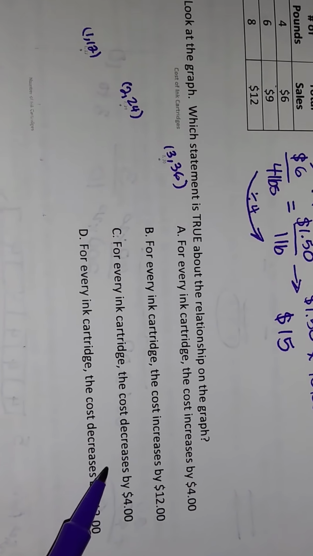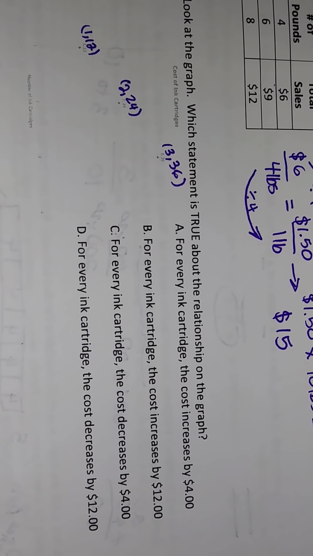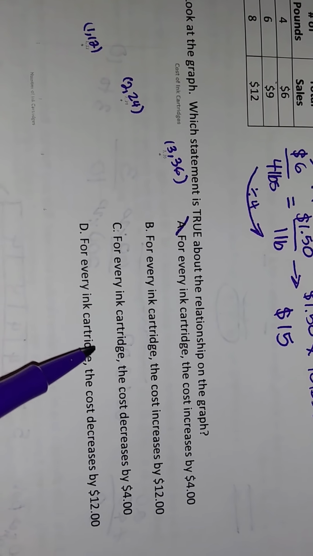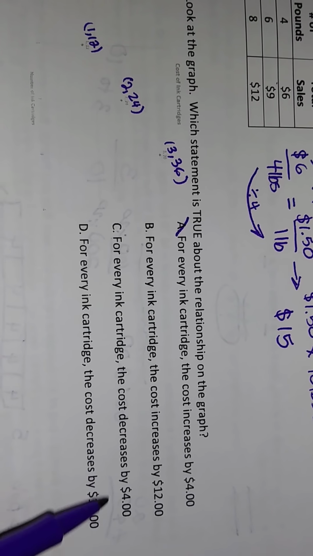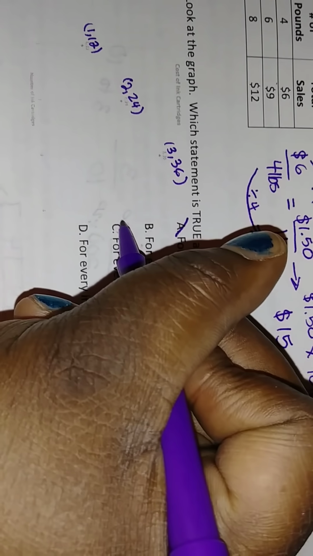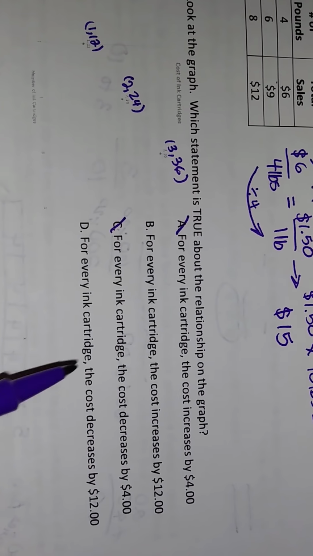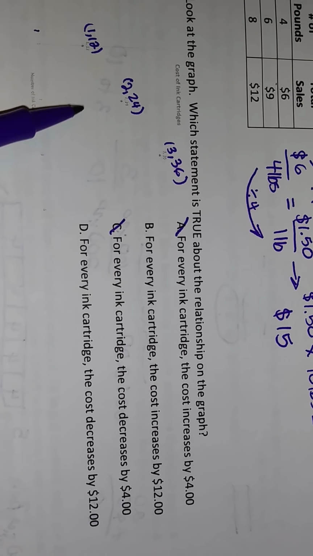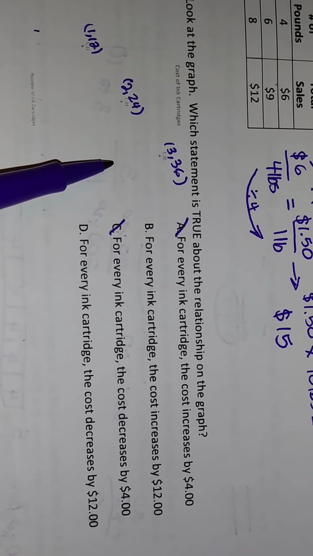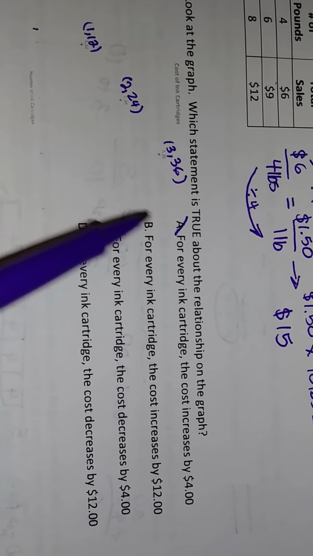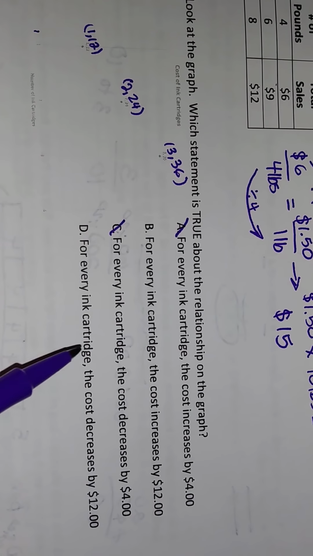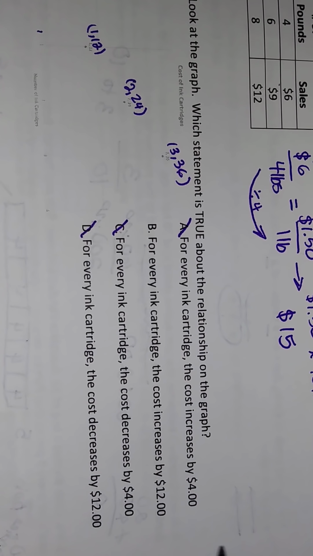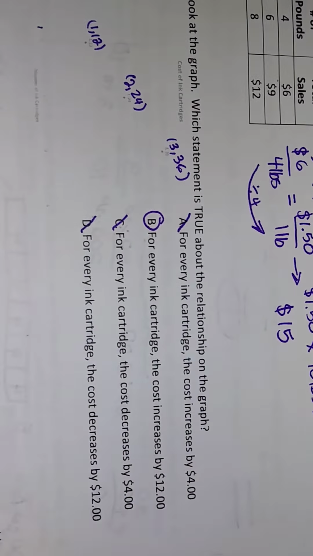But let's make sure we eliminate these other answers, because we know A is not it. C says for every ink cartridge, the cost decreases by $4. Well, we know that's not true. It says for every ink cartridge, the cost decreases by $12. Well, as I am adding on my ink cartridges, the price is not decreasing, it's increasing. So I know for every ink cartridge, the cost increased by $12.